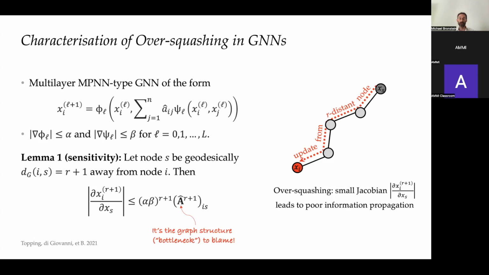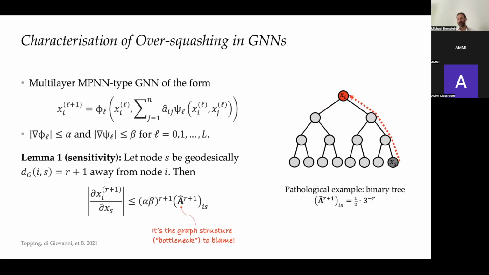So it's somehow hidden inside this power of the adjacency matrix. And we know intuitively that there will be some graphs that are more friendly and other graphs that are less friendly. A pathological example is a tree, right? As we go deeper, this quantity decays exponentially with the depth. Basically, it means that this gradient or this Jacobian will be very small. It means that the output of the neural network is insensitive to the input. It means that we have difficulty to propagate information.